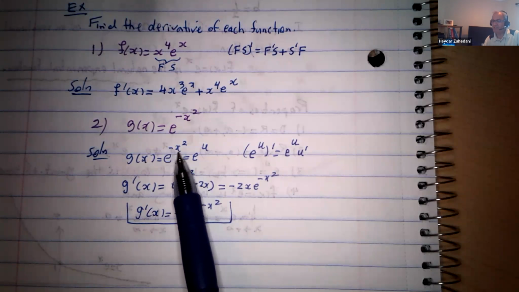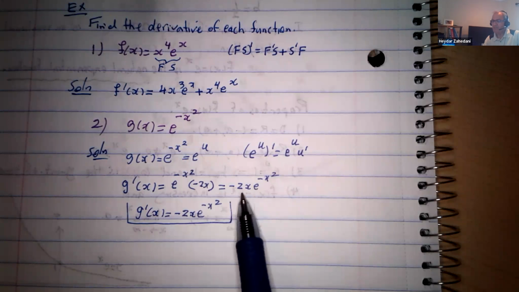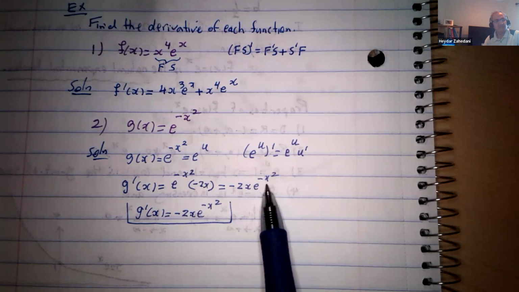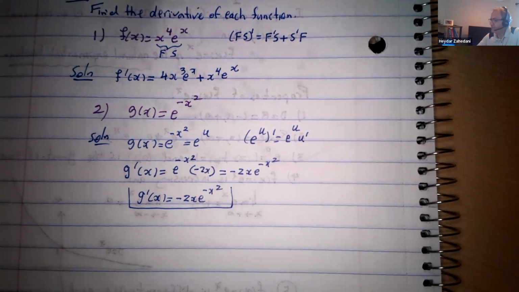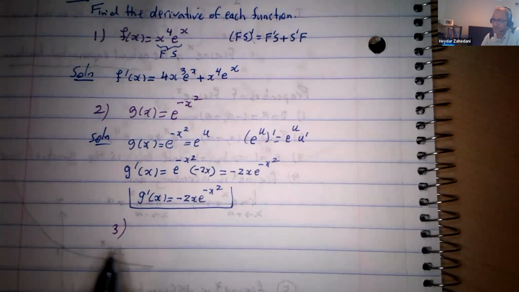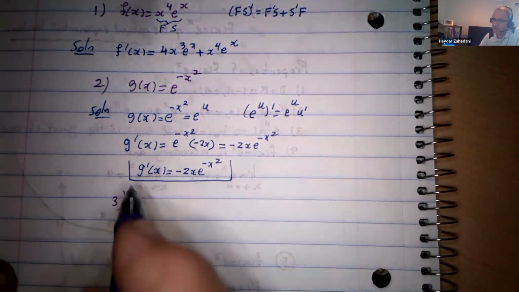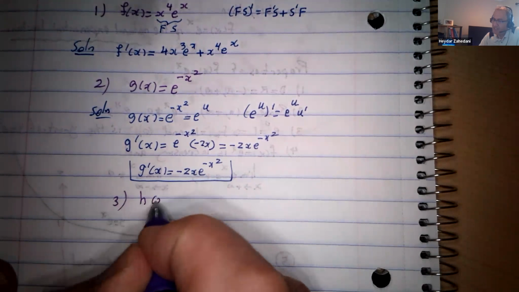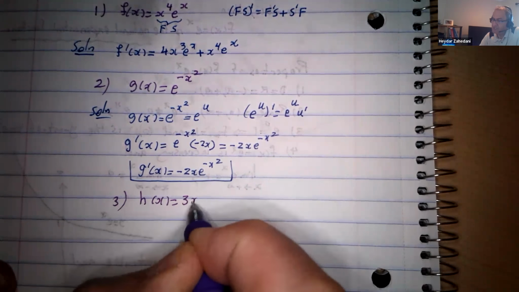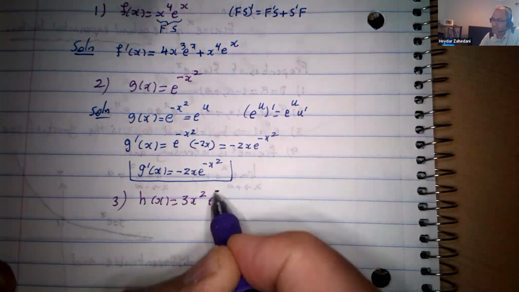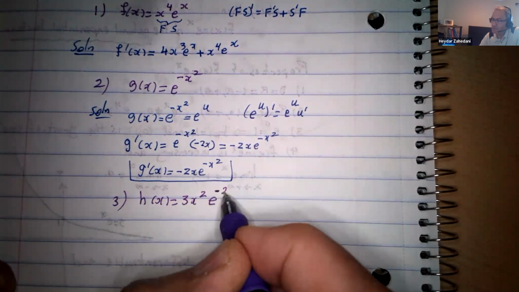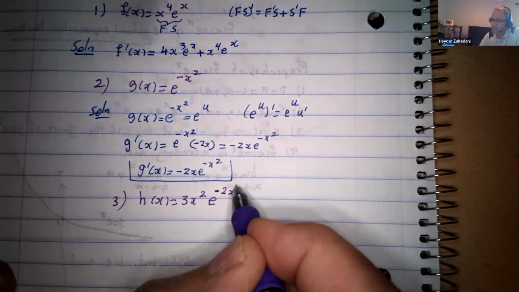Derivative of negative x squared would be negative 2x. So negative 2x e to the negative x squared is going to be the final answer. Okay, and the other form is a combination of both of them. This is the one that we are going to use most of the time. h of x equals 3x squared e to the negative 2x to the 4th.